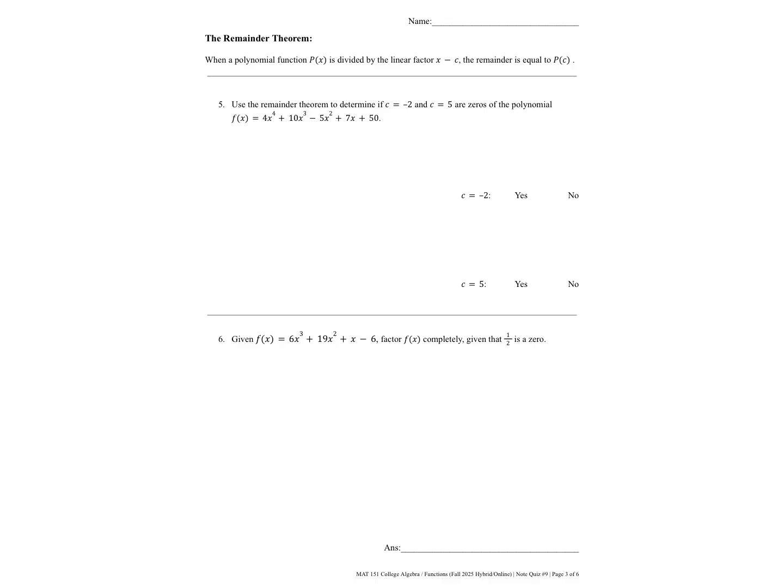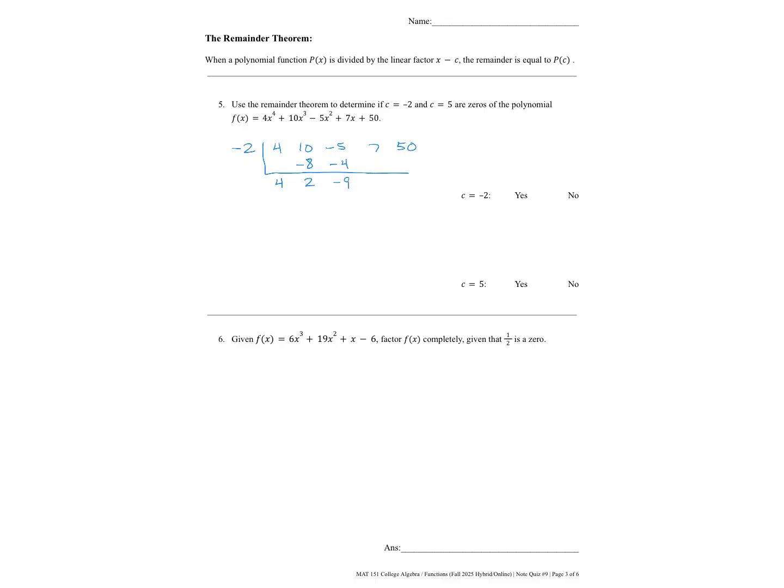All right, so for our synthetic division, we're going to have a -2, and again, that's in front of 4, 10, -5, 7, and 50. So once again, we bring down the 4. -2 times 4 is -8. 10 plus -8 is 2. 2 times -2 is -4. -5 plus -4 is -9.